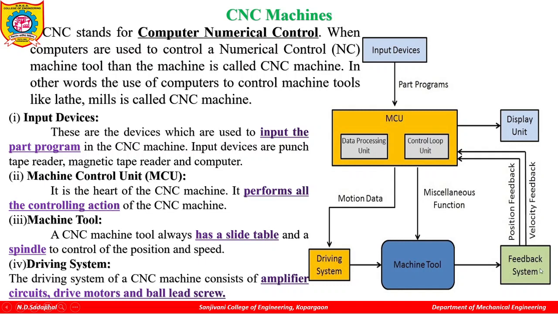So how much motion or how much speed there is for the cutting tool, how much motion has been done for the work table, that feedback is given to the MCU. Again, as per your program, the MCU will send the signal to the machine tool. The machine tool will send the feedback to the MCU. So this loop continues until your total work is finished.